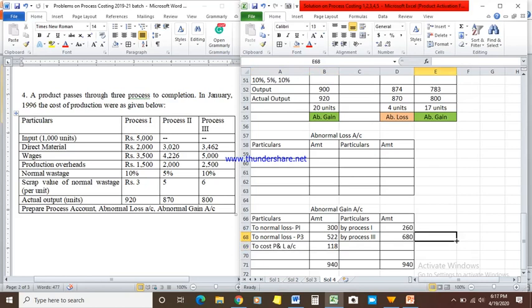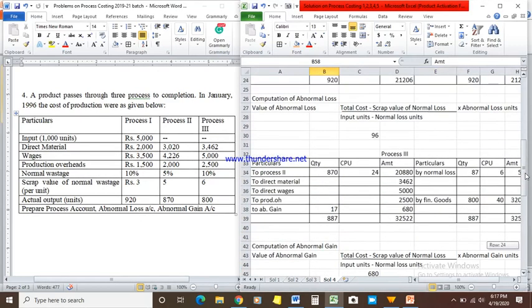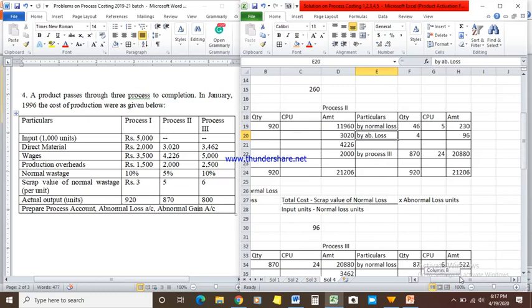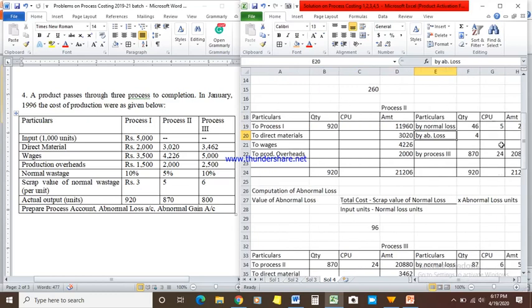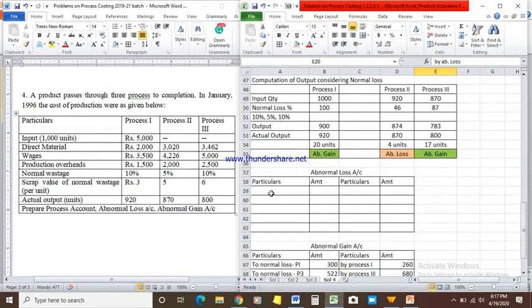So in which process there is abnormal gain, the normal loss of that particular process is recovered, and whatever the balance is left is transferred to costing profit and loss account. Whereas in case of process B, process 2, there is abnormal loss. So this particular abnormal loss, if you observe here, in process 2 is 96 rupees. So abnormal loss account is debited to process 2, 96 rupees.